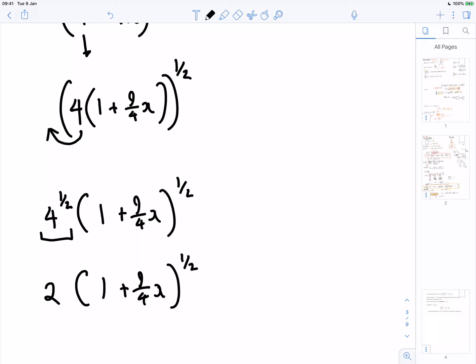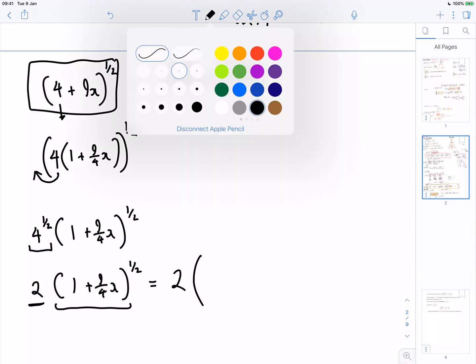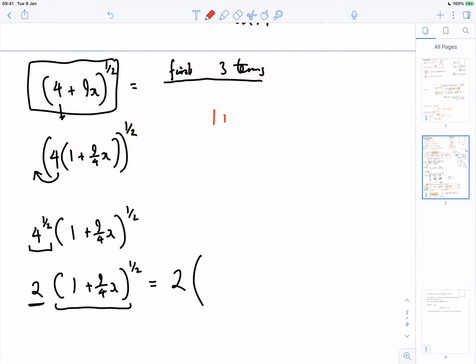So now what this is telling me is the binomial expansion for this original thing is just going to be 2 lots of the binomial expansion of this thing. So this is going to equal 2 lots of. And now this is relatively straightforward. Remember our binomial expansion for this was 1 plus nax plus n times n minus 1 over 2 factorial times ax squared plus and so on and so on.